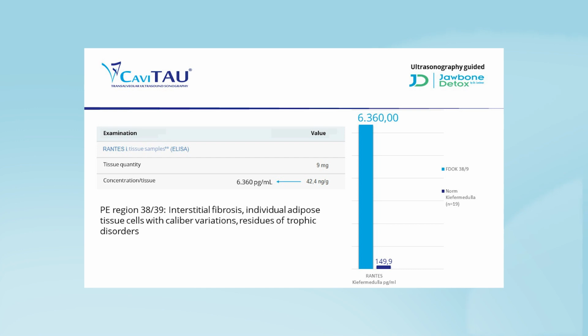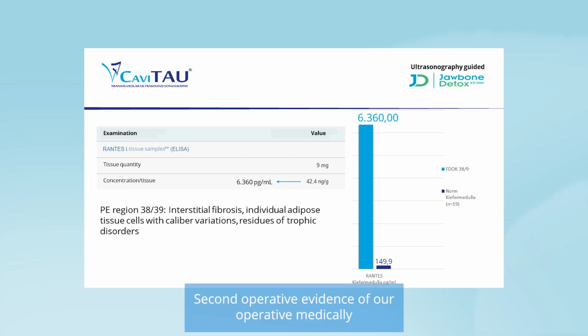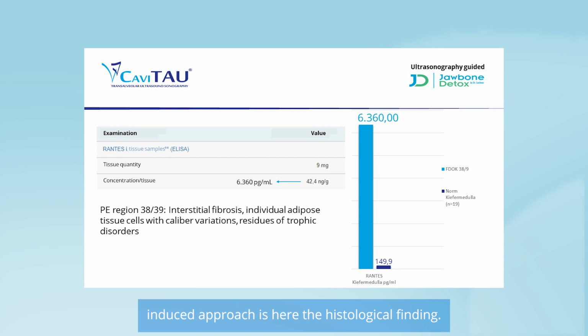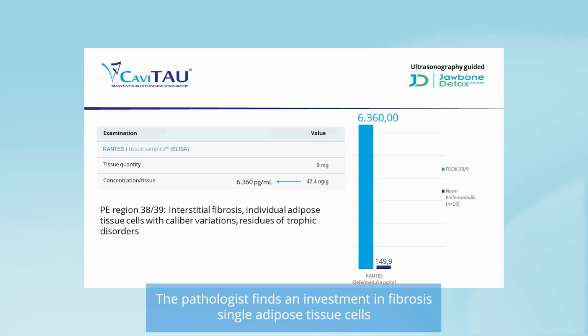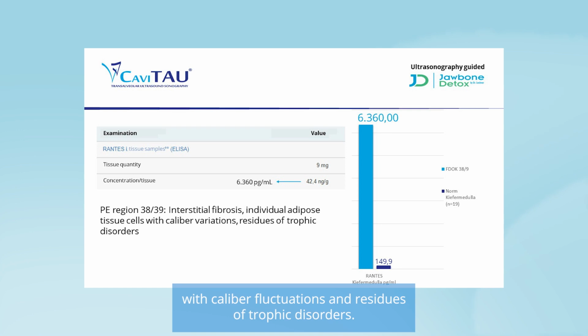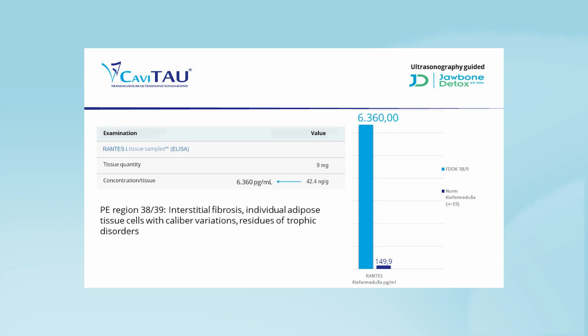Second post-operative evidence of our operative medically induced approach is here the histological finding. The pathologist finds an investment in fibrosis, single adipose tissue cells with caliber fluctuations and residues of trophic disorders. This means that the metabolic situation within this bone regeneration is disturbed, and as a result, we have a reduced bone density.